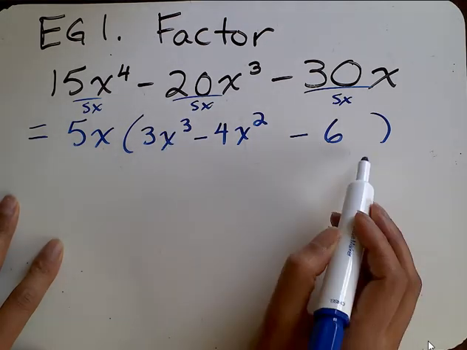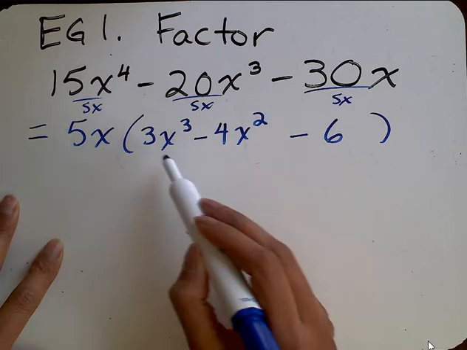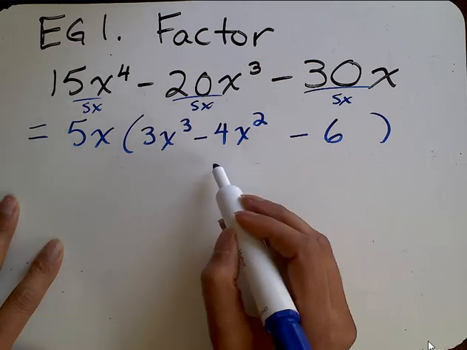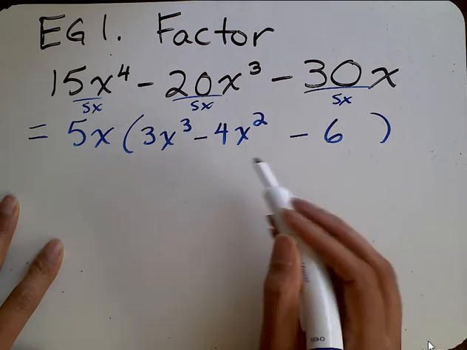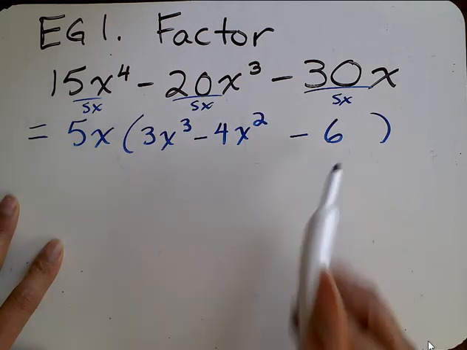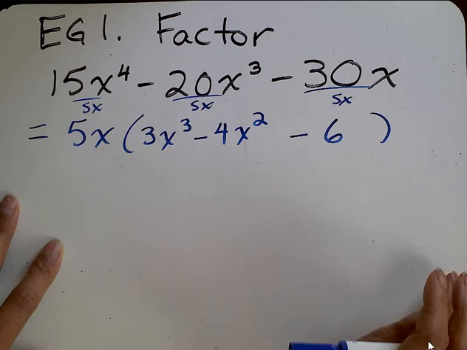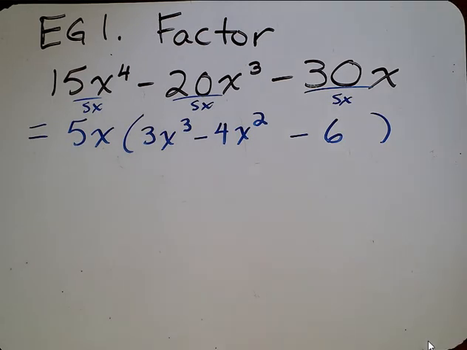It is a trinomial, however, the trinomial is not in the form of ax squared plus bx plus c. That's a cubed. So I'm not going to bother to try to factor this trinomial again. Okay, so that's example 1. Let's work on example 2.